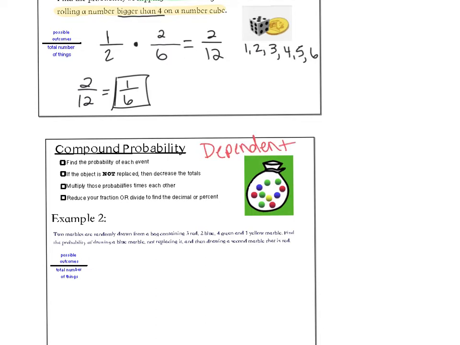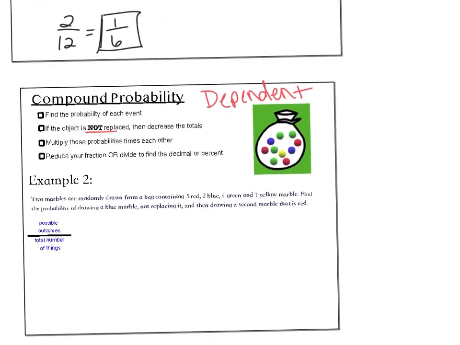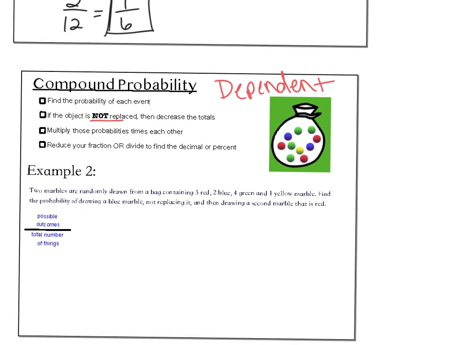Okay, so these are dependent, and we're going to see a difference of objects not being replaced. That means that the first probability is going to change the second probability. All right, so let's take a look at this example together.